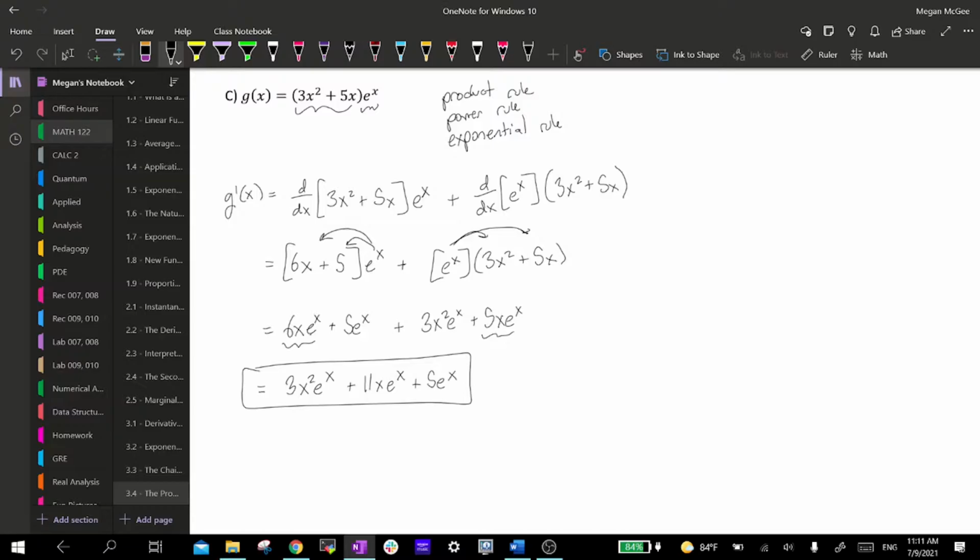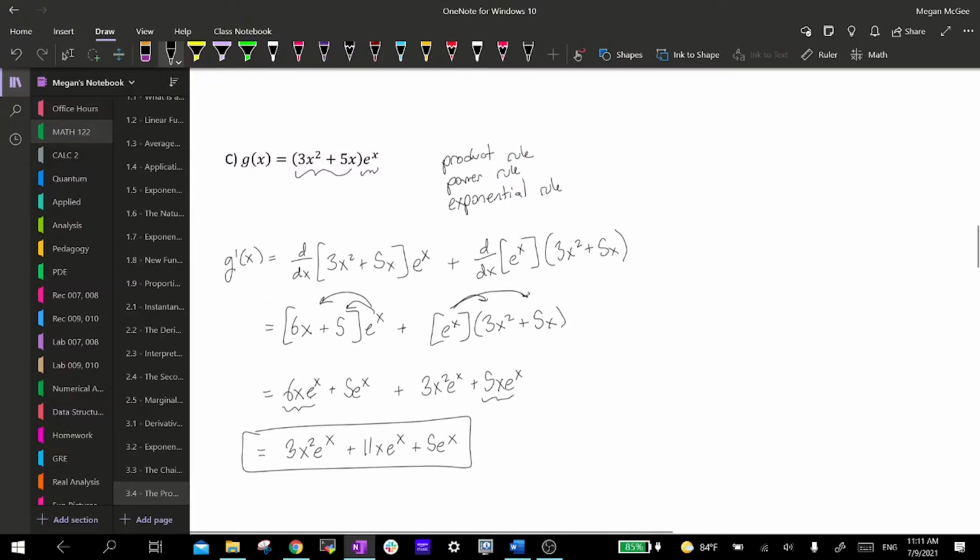Okay, so I did mention at the beginning that there was another way that we could go about this. I'm just going to move that over here. And I'm just going to go ahead and rewrite our function by distributing this e to the x inside here. So this is the same thing as 3x squared e to the x plus 5x e to the x. Okay? So if we did this first, we could then take the derivative in this form.